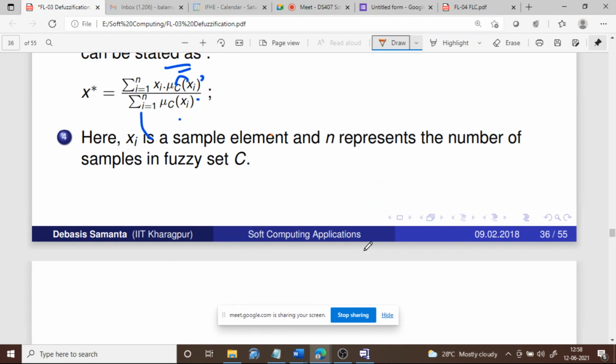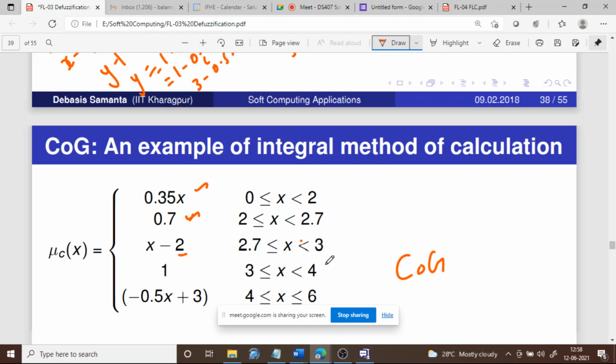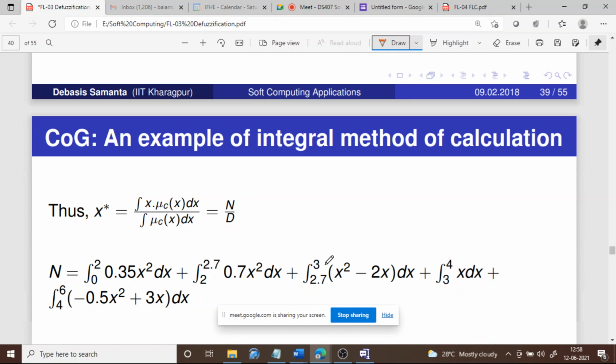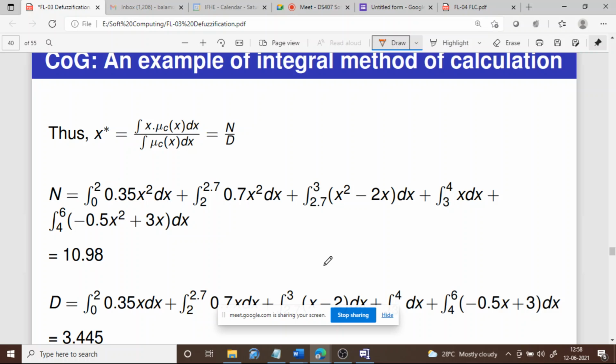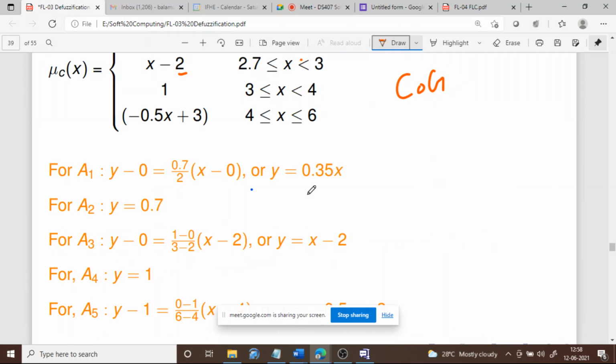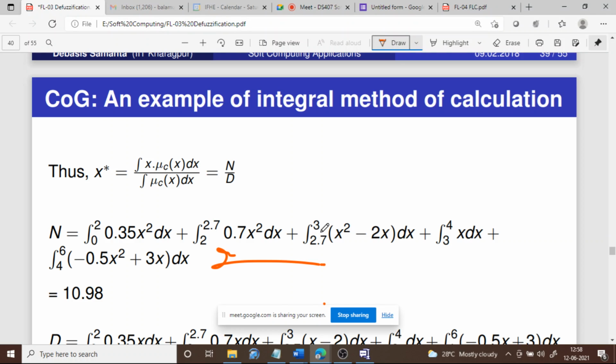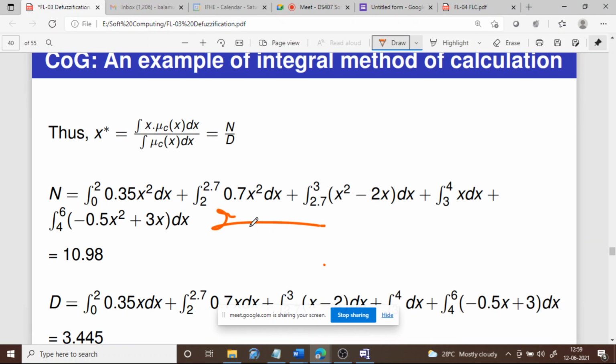Now we don't have one curve. This one curve we divided into several small curves, and for every curve we have found the area. Now you have to plug this into this equation. And what is the range? The range also you should know. For the first one the range is 0 to 2, next it is 2 to 2.7, next 2.7 to 3, then 3 to 4, and the last one 4 to 6. Because for integration we have to apply the range.